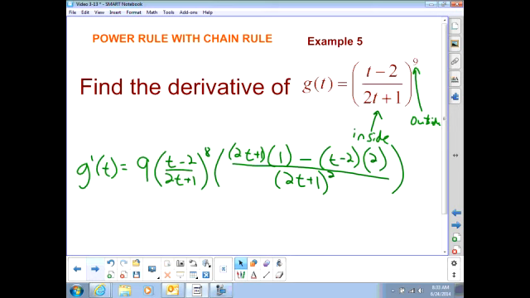So again, we brought our 9 out front, kept the inside the same and raised it to the 8th, regular power rule. And then we did low d high minus high d low all over low low. And I would say leave it exactly like this.